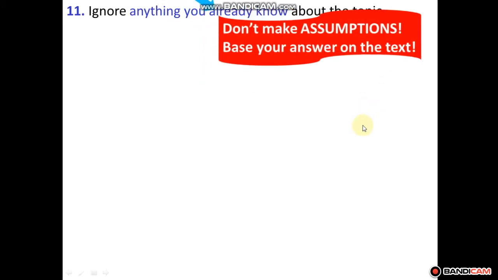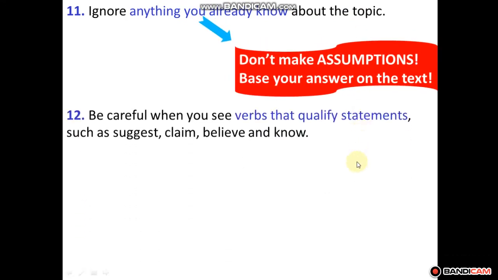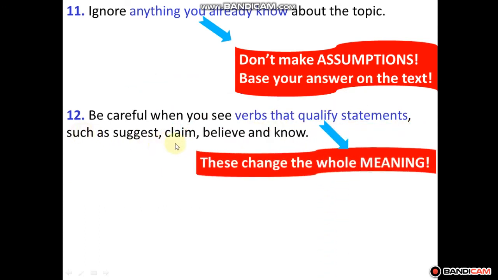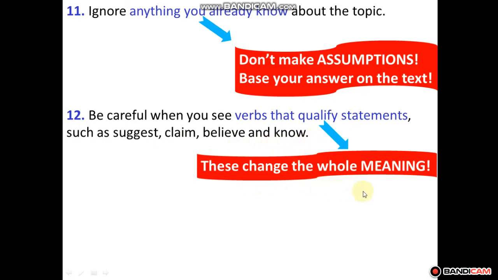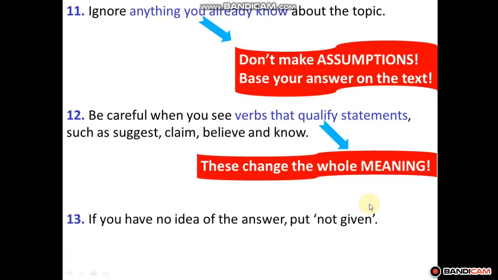Tip 11, ignore anything you already know about the topic. Never disagree with the topic. Whatever is given, your answer must be based on the topic, remember. Number 12, be careful when you see verbs that qualify statements, such as suggest, claim, believe, and know. These types of words change the whole meaning, so pay close attention to them. Tip 13, if you have no idea of the answer, put not given. Never write true, false for that. That's better. Most probably it will be not given.